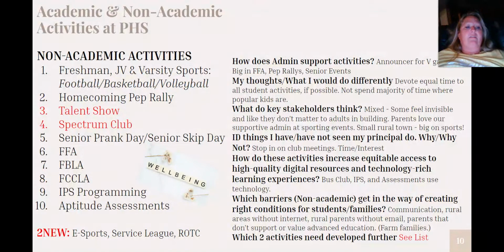Our non academic activities are listed over to the right. The two activities that need to be developed further are also highlighted in red. Our talent show program, I think, needs to encourage more groups to participate and provide some more diversity that's more representative of our whole student body. And then our Spectrum Club is our LGBTQ club, and it is just in its infancy. It's been around for about a year and a half, but I think that it could stand to have some more support and development and acceptance within our building.